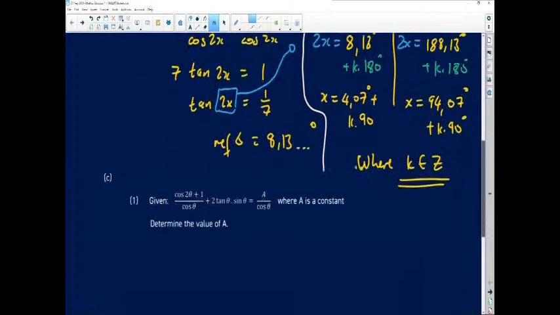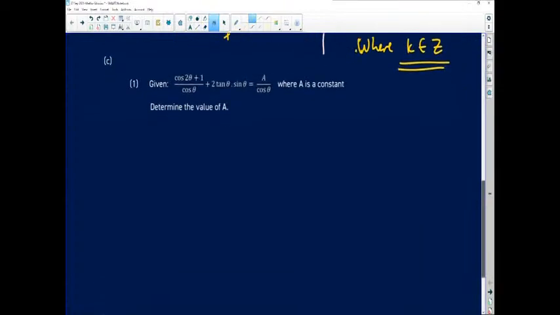Right. Then we have an identity. Oh, my favorite part. Identity. We are required to prove that cos 2 theta plus 1 over cos theta plus 2 tan theta times sine theta equals a over cos of theta, where a is a constant.